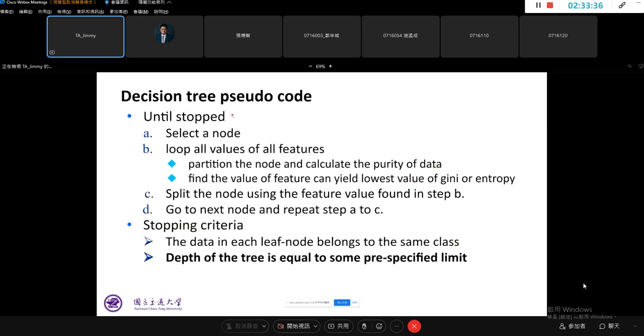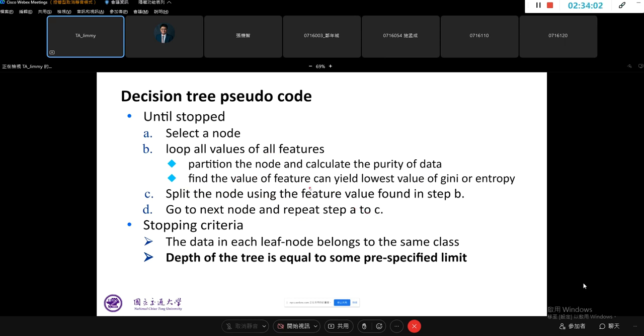Okay, so the pseudocode of the decision tree is quite simple. Until you stop, you select a node and loop over all values of all features. Then you partition the node and calculate the purity of the data by the Gini index or the entropy. Then you find the value of the feature that gives the lowest value of Gini or entropy. This is the feature to split on. You use this feature to split this node, then go to the next node and repeat that.